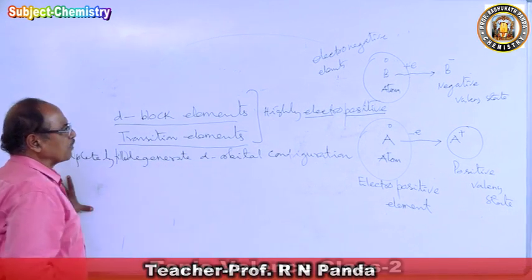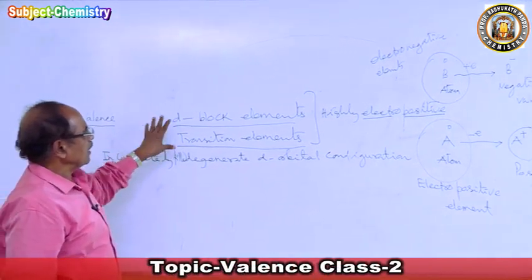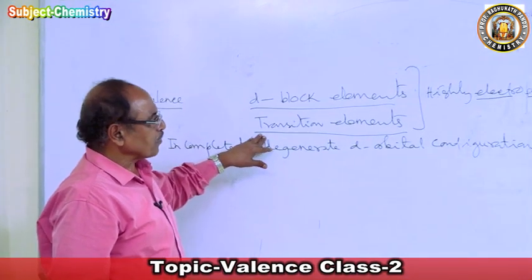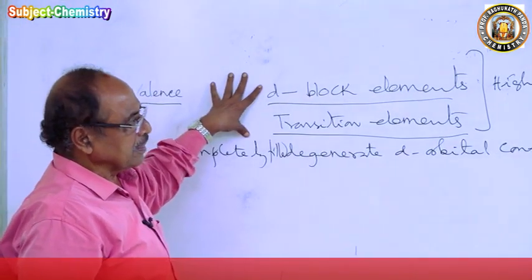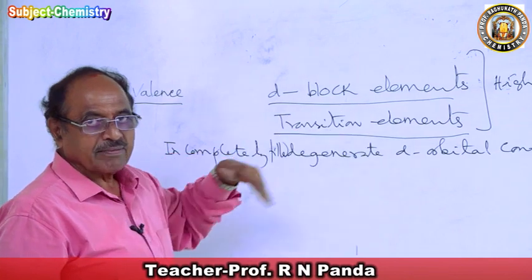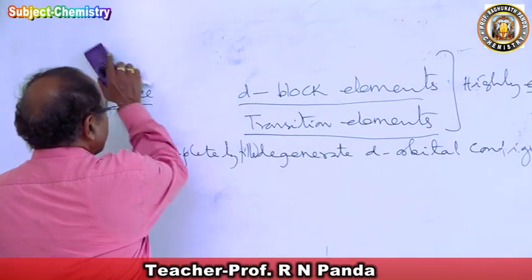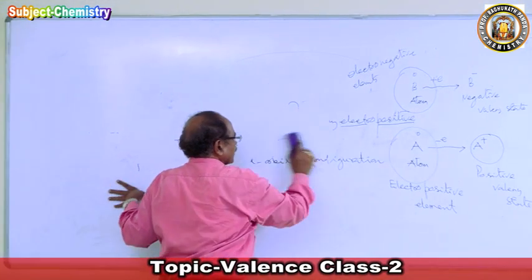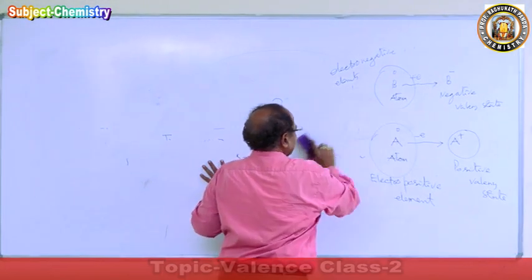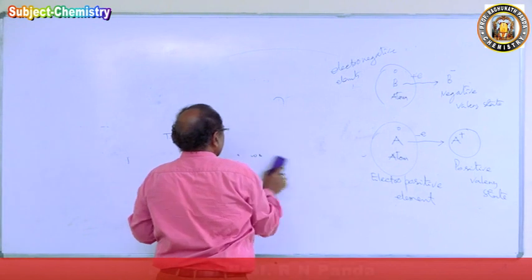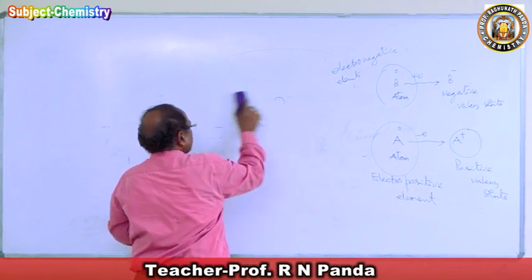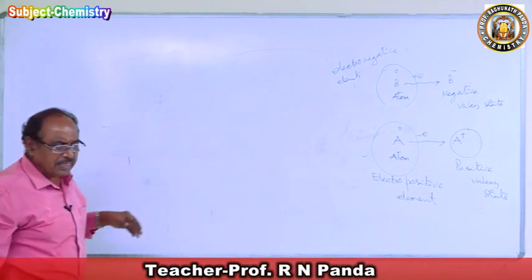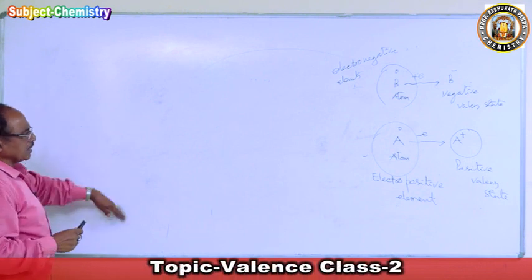So I am coming to D block elements. They are transition elements. They are metals. They are highly electropositive, means they will give electron and take part in chemical combination. Hence they exhibit positive valency state, and that positive valency state is variable. So very commonly known elements I am writing. There are so many elements.